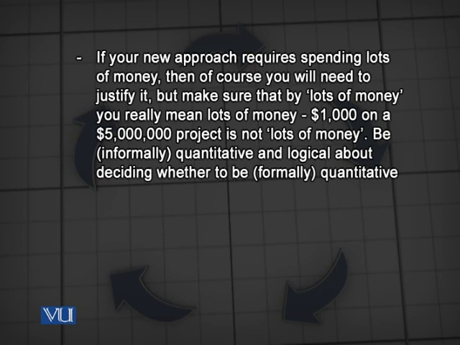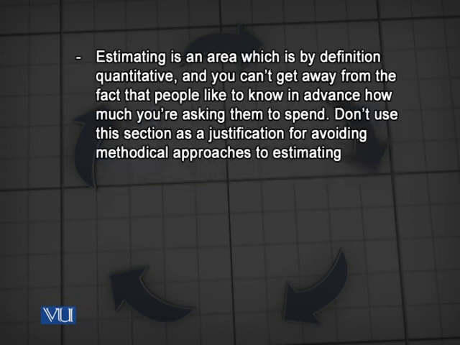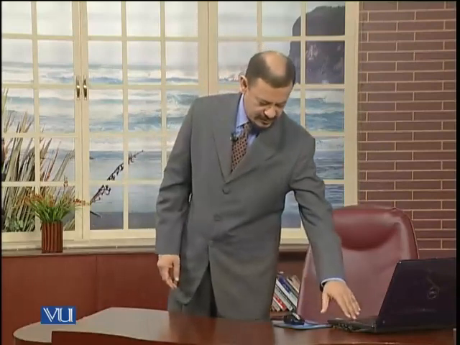So it is that terminology that's being used. Finally, you need to be quantitative in one area, and that is estimation, which by definition is quantitative, and you can't get away from the fact that people like to know in advance how much you are asking them to spend. Don't use the informal quantitativeness to avoid methodical approaches to estimation. So here is one area which is common between the traditional software process improvement approaches and agile software process improvement approaches: estimation has to be done in a quantitative fashion.